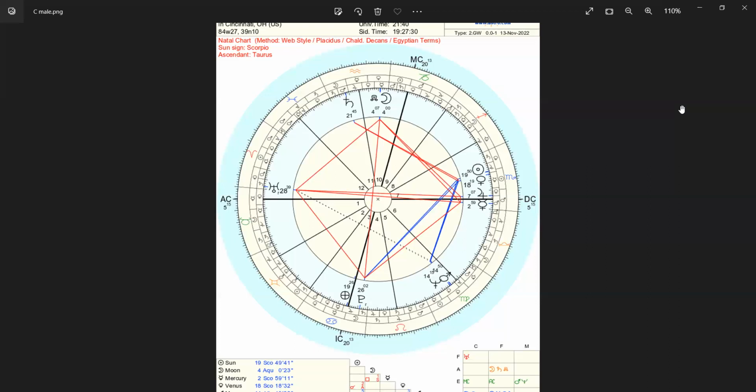The house of partnerships and marriage. And the Sun is ruling the... Okay, go ahead. Let's get really clear that the 7th house is the house of others.